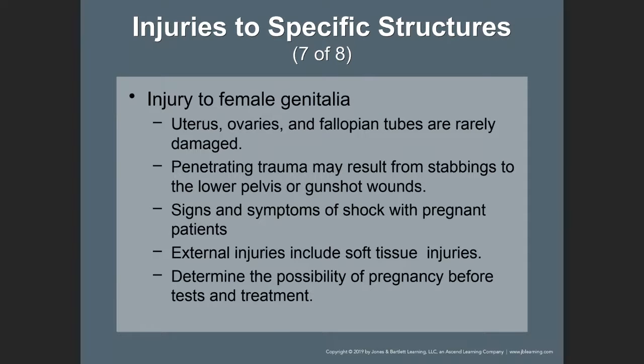So, injury to the female genitalia. The uterus, ovaries, and fallopian tubes are rarely damaged. Penetrating trauma may result from stabbings to the lower pelvis, or it can be as a result of gunshot wounds. Look for signs and symptoms of shock with a pregnant patient. External injuries include soft tissue injuries. Determine the possibility of pregnancy before tests and treatment.